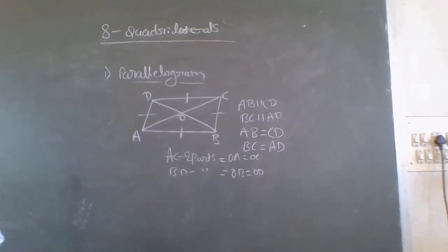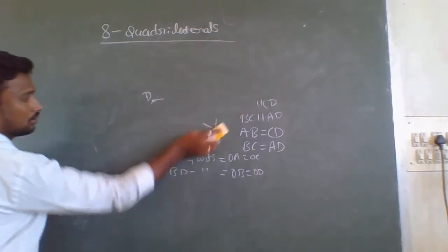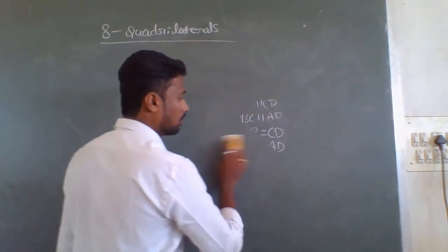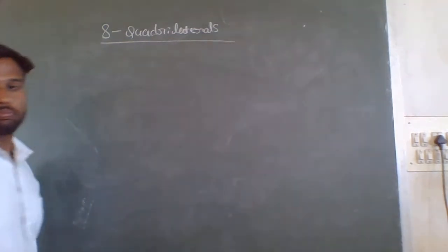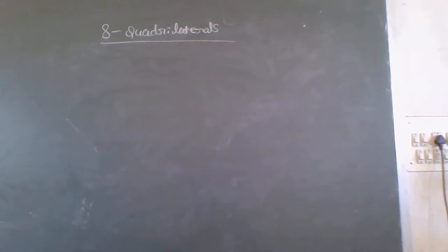So this is the first type of quadrilateral. Now I will consider another type of quadrilateral, that is rhombus. What are the properties of a parallelogram? Opposite sides are parallel to each other, opposite sides are equal to each other, and diagonals bisect one another. Next one, rhombus.